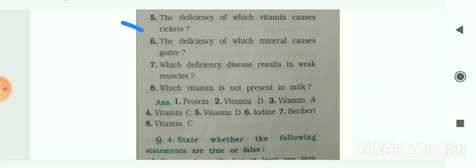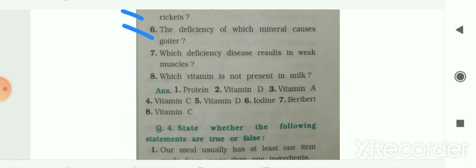The next question, number 6, the deficiency of which mineral causes goiter? So the deficiency of iodine causes goiter. So iodine is your answer. Next number, which deficiency disease results in weak muscles? So answer is beriberi. Beriberi disease results in weak muscles.